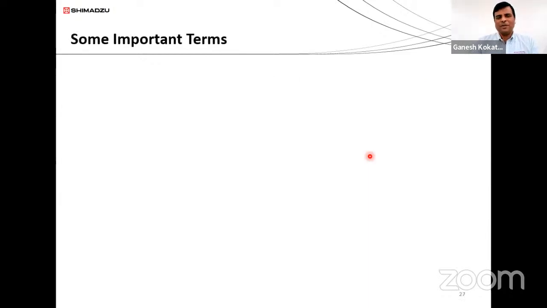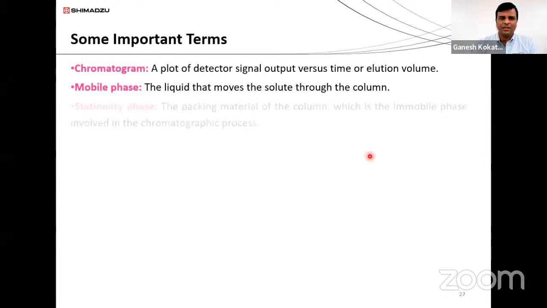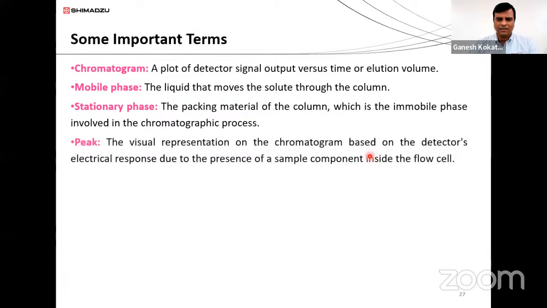Now coming to the main topic, some important terms used in chromatography. First, the chromatogram: whatever was in the previous slide, showing intensity versus time, is a chromatogram. Then the mobile phase, which means the liquid that moves the solute through the column in case of HPLC. The stationary phase is either C8, C18, or different kinds of columns normally used to separate the different components. Then the peak is the visual presentation in the chromatogram.